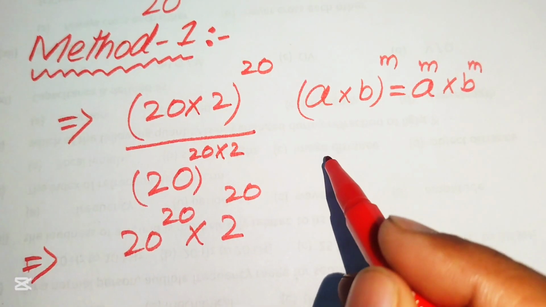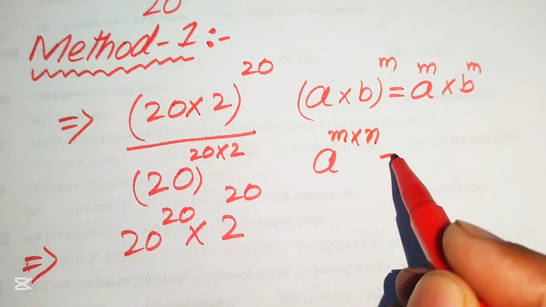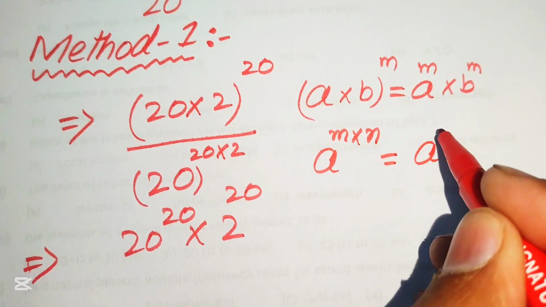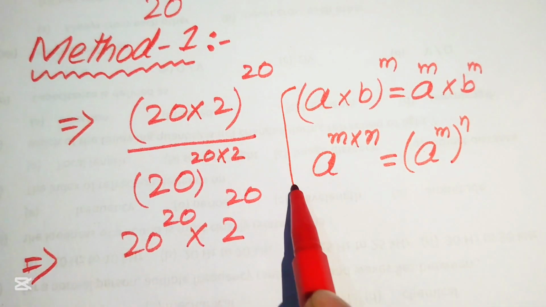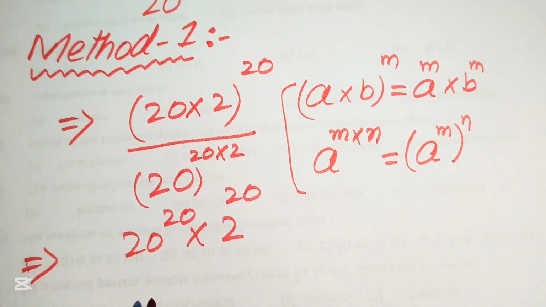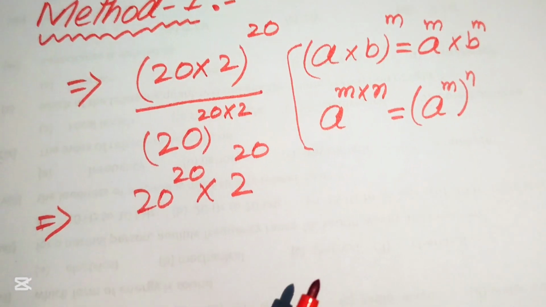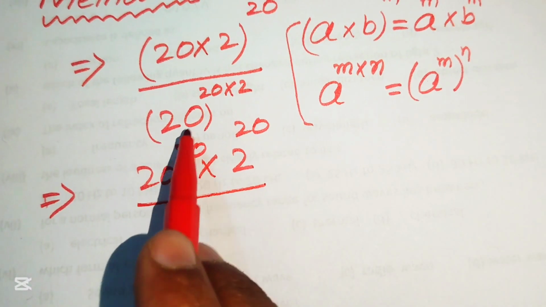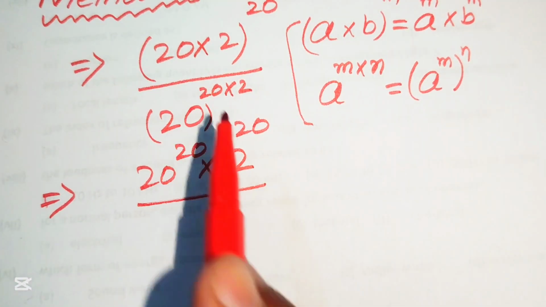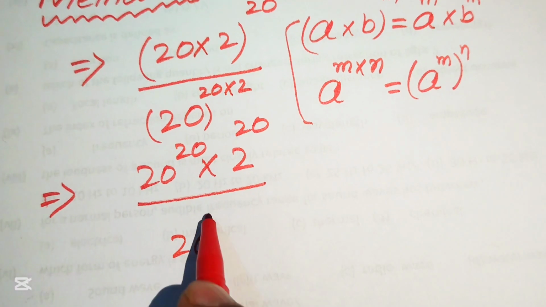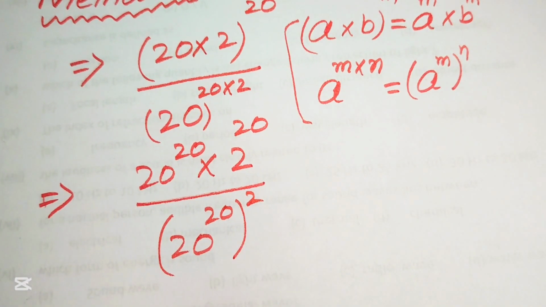If you have a to the power of m multiplied by n, we write it as a to the power of m and its whole power is n. According to the second exponent law, we write the denominator term in this form, because here you have 20 to the power of 20 times 2. So we move this 20 inside the bracket and write it as 20 to the power of 20 and its whole exponent is 2.